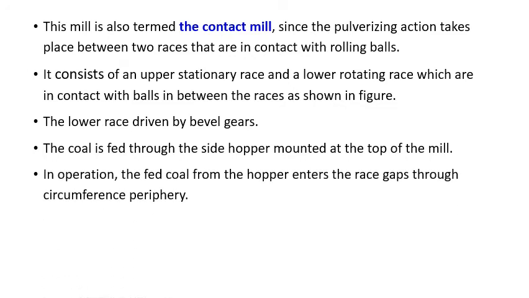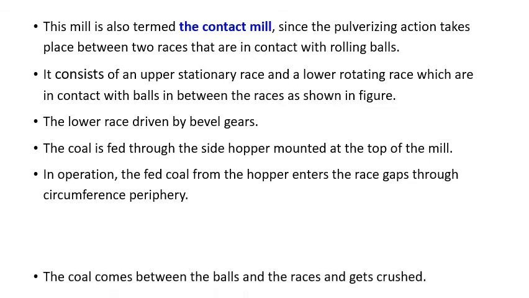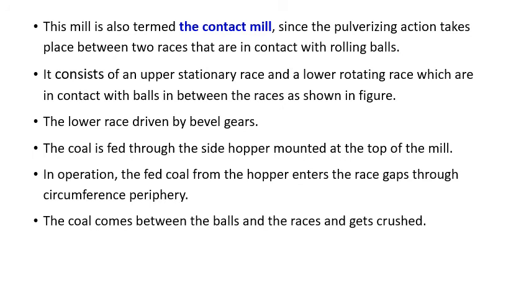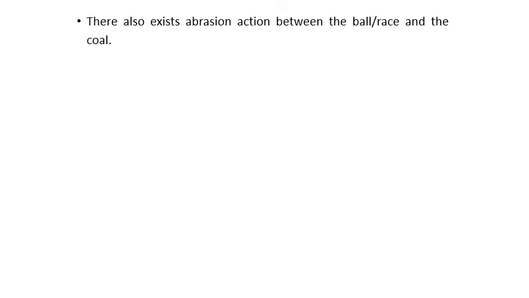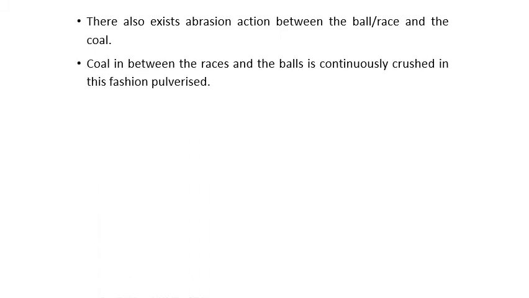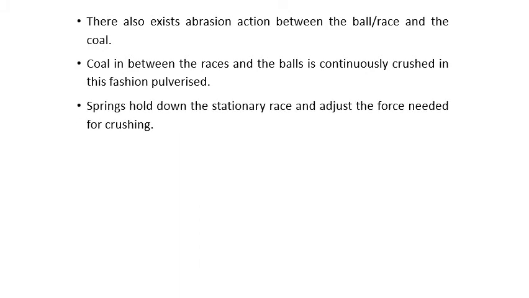In operation, the fed coal from the hopper enters the race gap through the circumferential periphery. The coal comes between the ball and races and gets crushed. Here the rubbing action takes place between the ball or race and the coal. The coal in between the race and the ball is continuously crushed in a particular fashion.